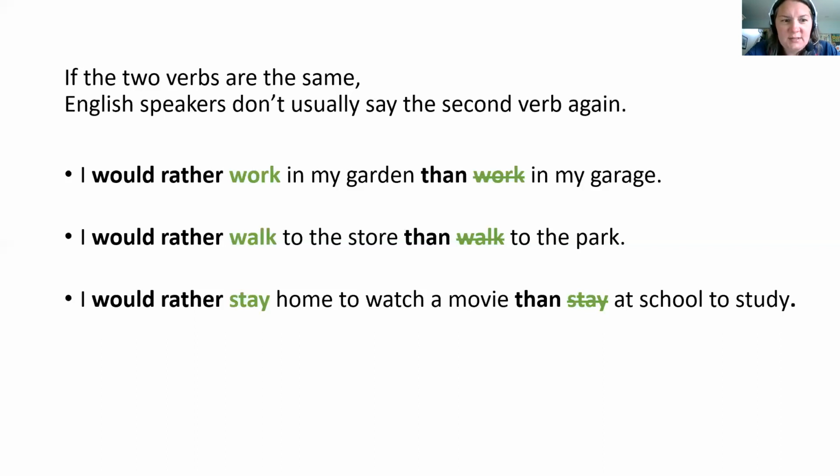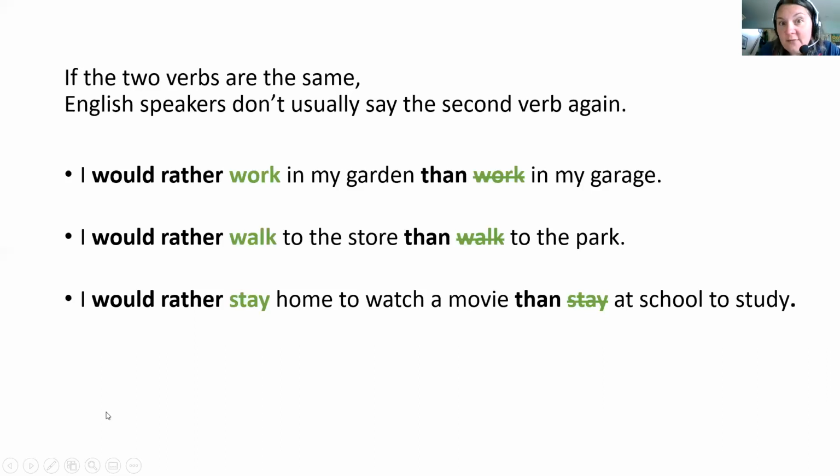Same thing with the next two examples. I would rather walk to the store than to the park. I'm not going to say walk a second time. We already know I mean walking. I just need to say the location, the two different locations. I would rather stay home to watch a movie than stay at school to study. We don't need to say stay the second time. We've already said it once, and we know that that's the verb that's going to apply to both cases.